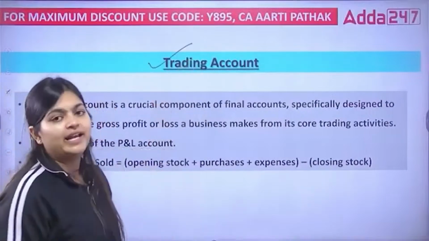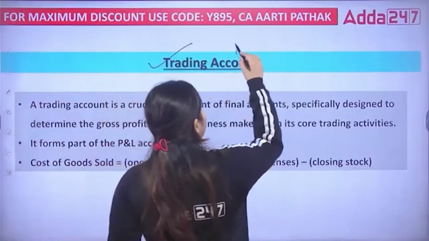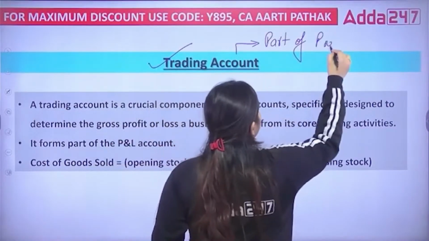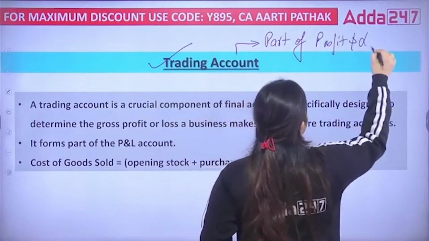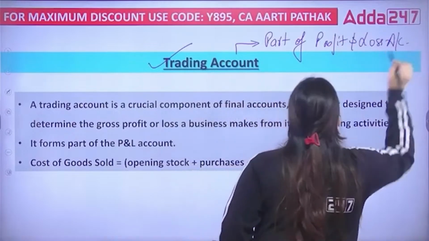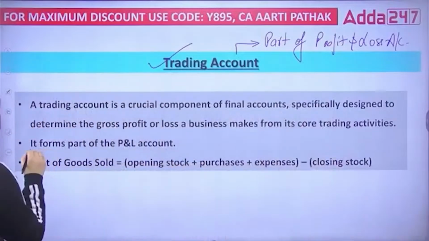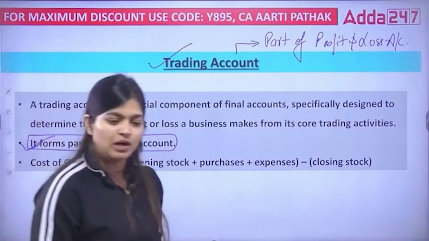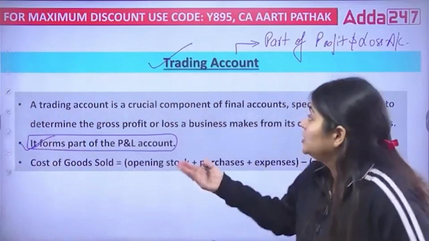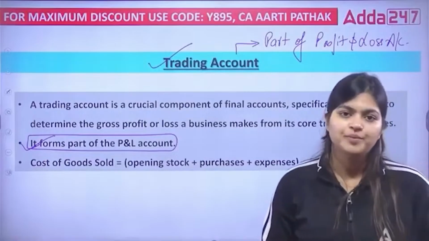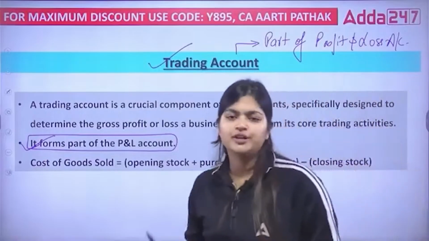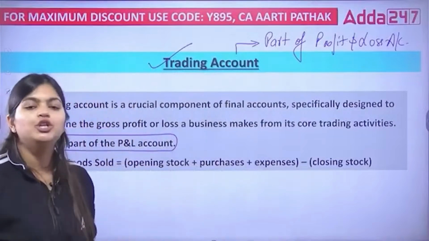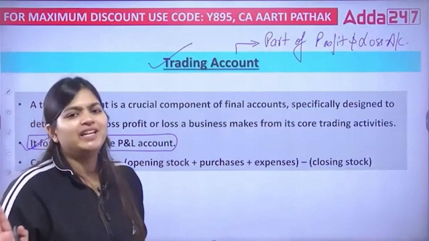This is your trading account. Now, this trading account is part of the profit and loss account. Yes, this is a part. You can see here it is already written that it forms part of the P&L account. This is not any separate account and also not a mandatory account. If you are a manufacturer or a trader, producing any goods, then of course you can use this trading account, but this is not a compulsory account.